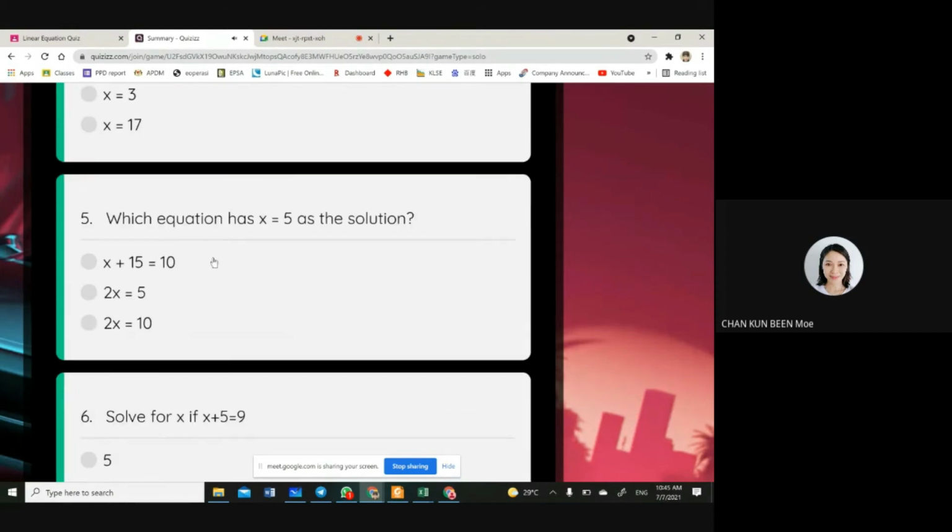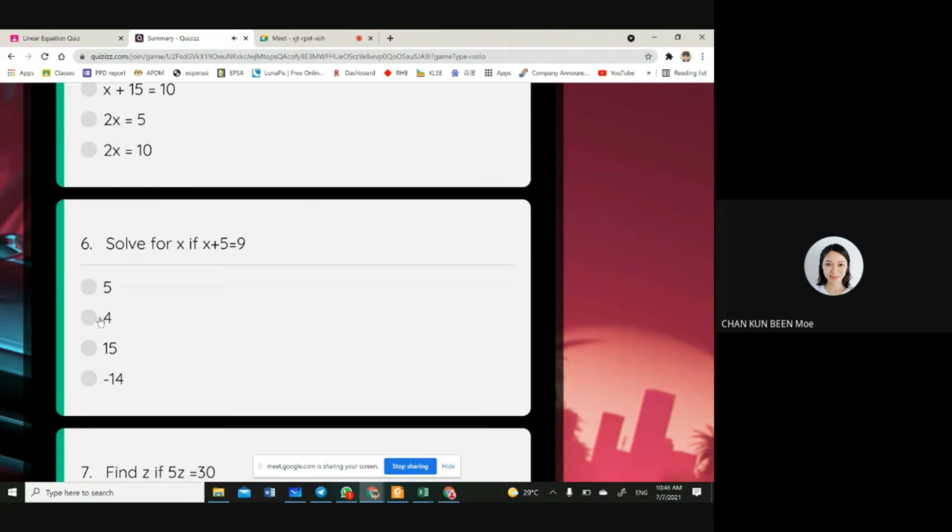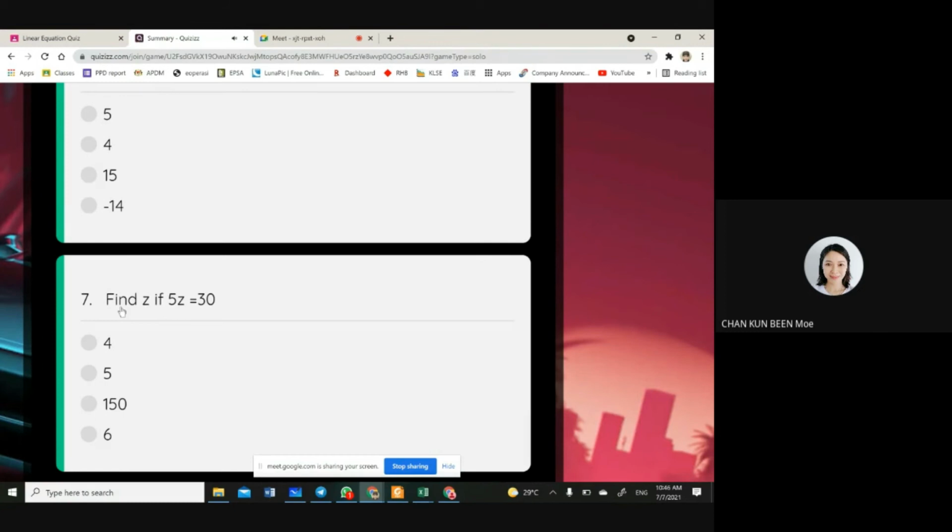Okay, next one. Which equation has x equal to 5 as the solution? Means you have to solve this. So to have the 5 as the solution is this one. 2x equal to 10, x equal to 10 divided by 2. So we have a 5. So the answer is this. Number 6. Find the value of x if x plus 5 equal to 9. So if we want to find x, x is 9 minus 5. The answer is 4. This one is simple, right?